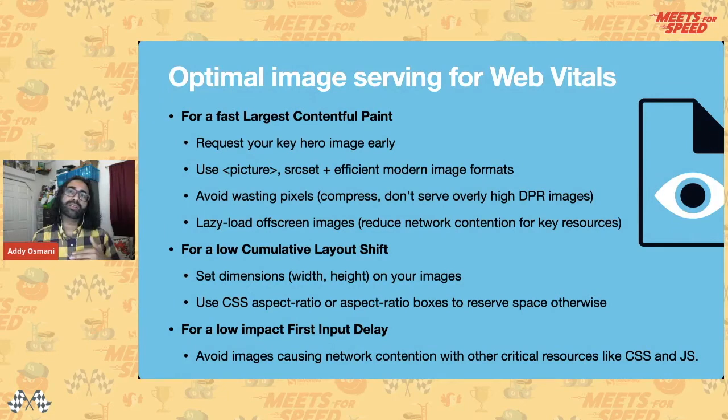For a low cumulative layout shift, set dimensions on your images ideally, so your width and your height. If you're doing something much more elaborate, maybe something much more responsive, consider CSS aspect ratio or aspect ratio boxes to reserve that space otherwise. For a low impact on first input delay, just keep in mind that sometimes images can cause network contention for other critical resources, like your CSS or your JavaScript.